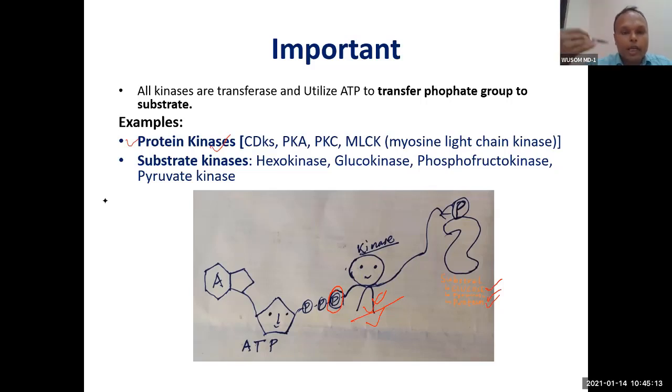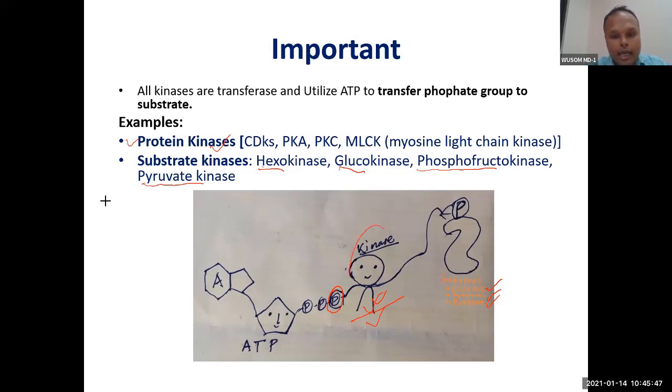Other groups of kinases I have placed into substrate kinases, though protein is also a substrate. Anyway, you can see the other substrate kinases. When it transfers the phosphate from ATP to a hexose sugar, glucose or fructose, it is called hexokinase. When it transfers the phosphate group to glucose, it is called glucokinase. When it transfers it to phosphofructose, it is called phosphofructokinase. When it transfers it to pyruvate, it is called pyruvate kinase.